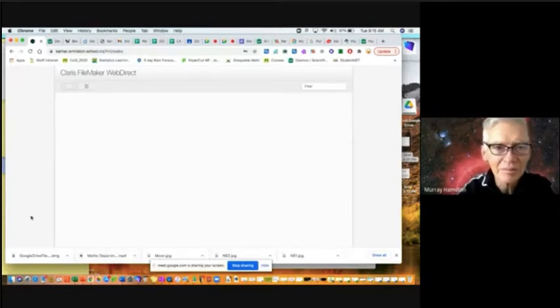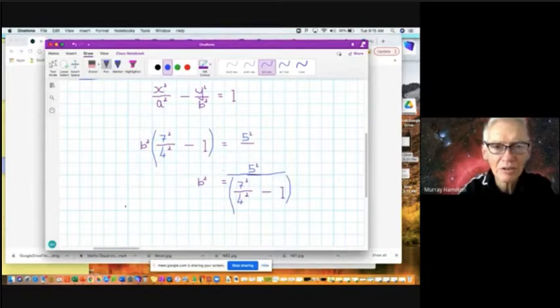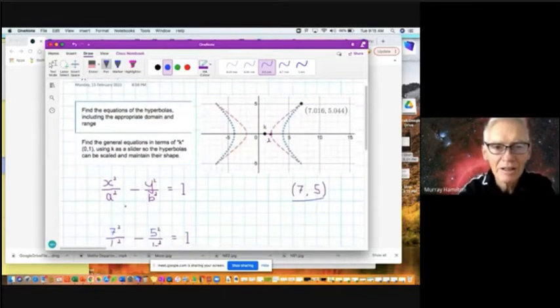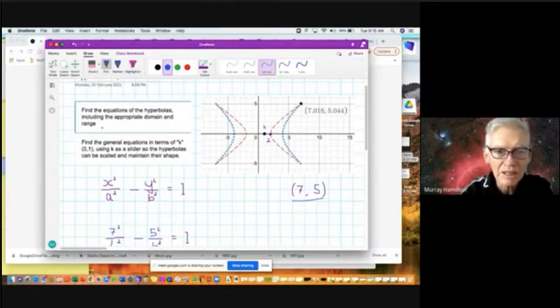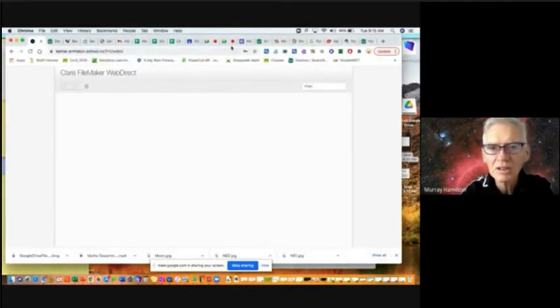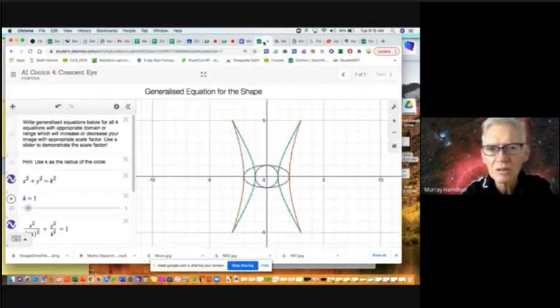Now I've gone to the wrong screen. So let's go back and have a look at the question. So we've done the first bit, finding the equation of hyperbolas, including the appropriate domain and range. Oh yes, now the domain and range, I've just restricted it from 7.016 to negative 7.016. So let's go back and make sure you do that on your Desmos, which is where? Where did I have my Desmos? This one here. No, it was this one here.